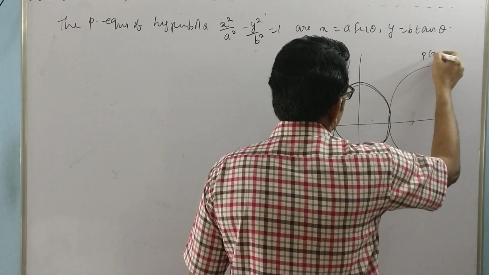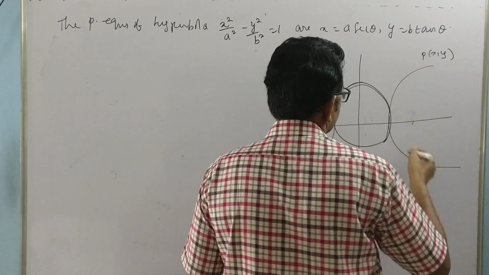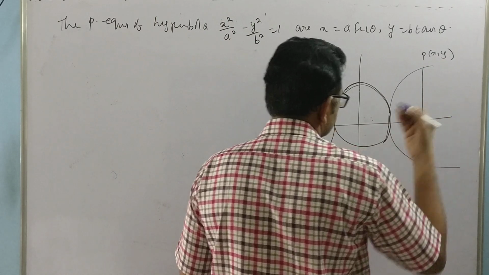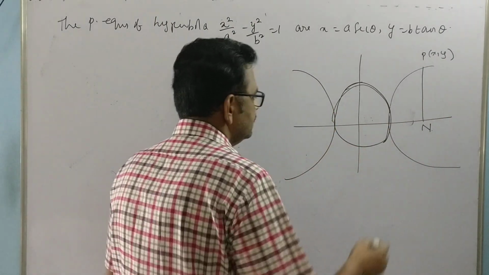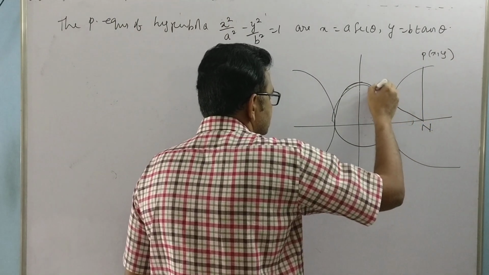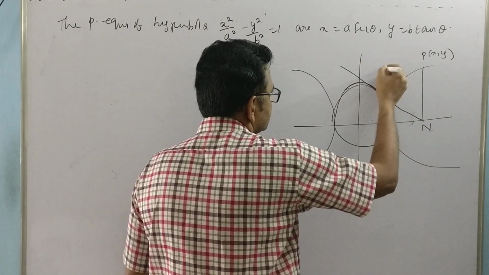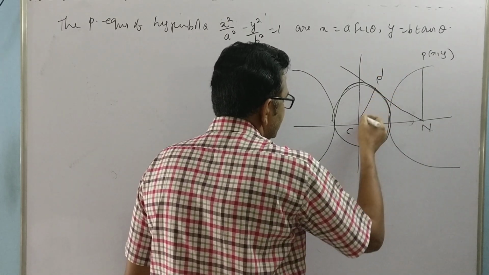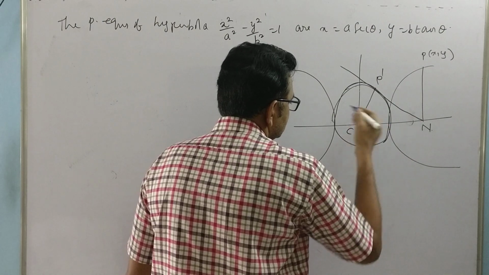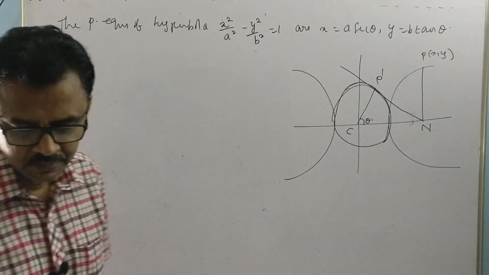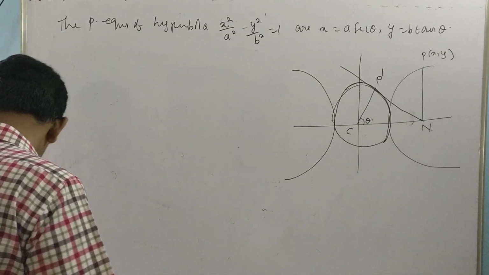Let P(x, y) be a point on the hyperbola. PN is the ordinate. The tangent at the point N meets the auxiliary circle at P dash. So C is the center. If angle P dash CN is equal to theta, then theta is called the eccentric angle.